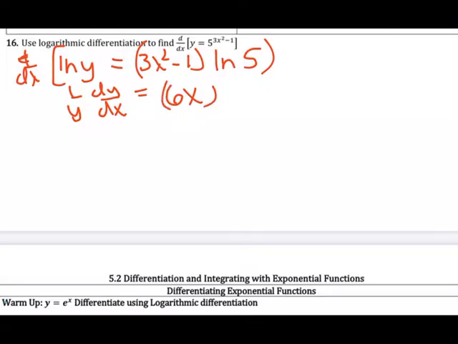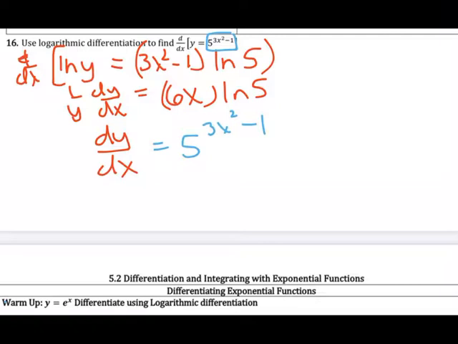The scalar of natural log of 5 is just going to stick around. So I'm going to multiply both sides by y, but I'm going to resubstitute in what y is equal to. y is equal to 5 to the power of 3x squared minus 1, multiplied by what was already on the right-hand side, 6x natural log of 5.